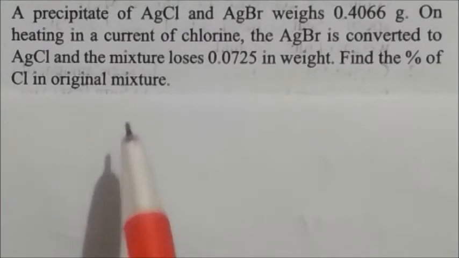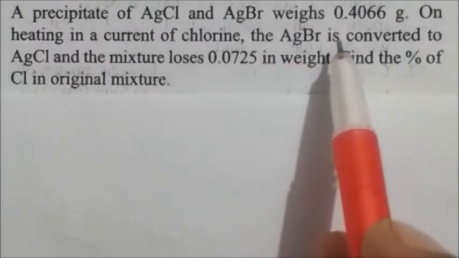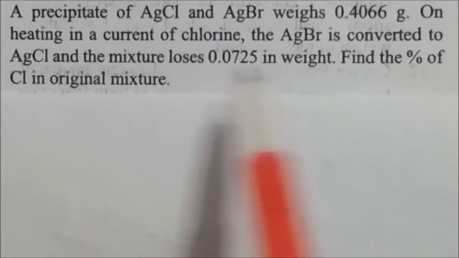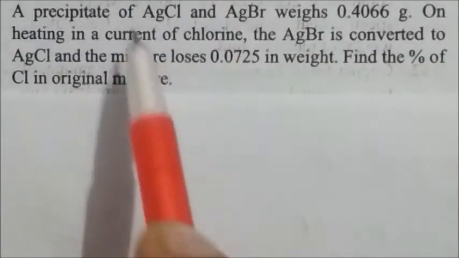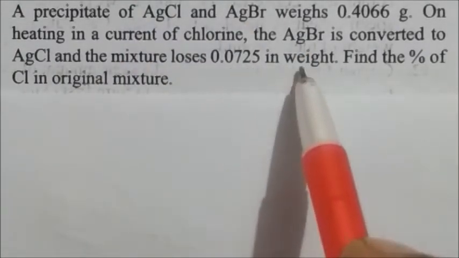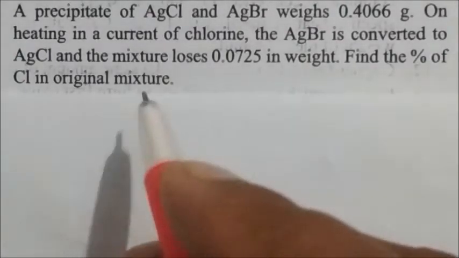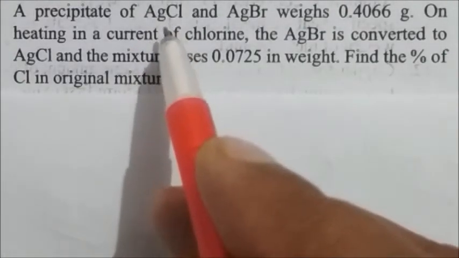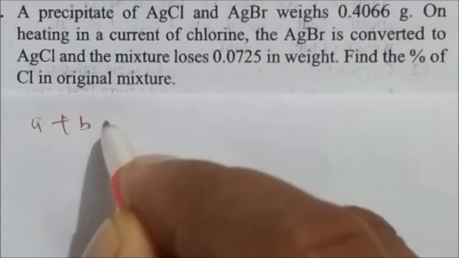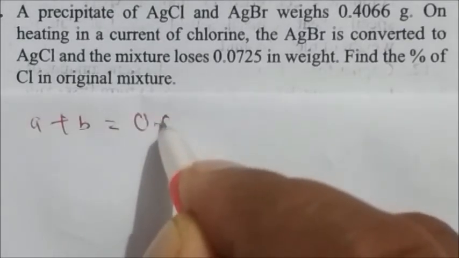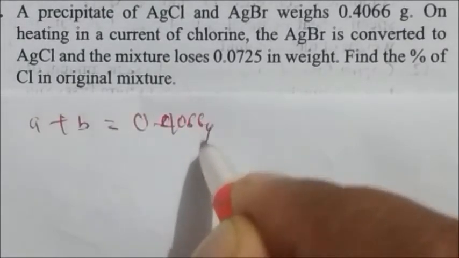A precipitate of AgCl and AgBr weighs 0.406 grams. So the weight is given here. On heating in a current of chlorine, the AgBr is fully converted to AgCl. The weight of the whole mixture is lost by 0.0725 in weight. What is the percentage of Cl in the mixture? So we have to assume AgCl is A gram and AgBr is B gram. So the weight of A plus B is equal to 0.4066 gram.